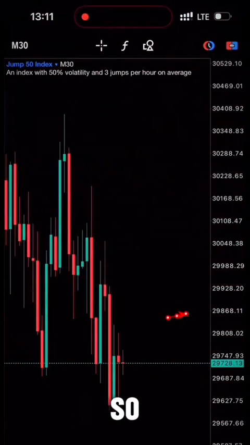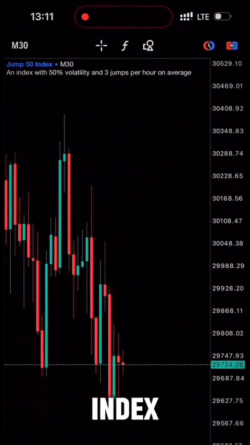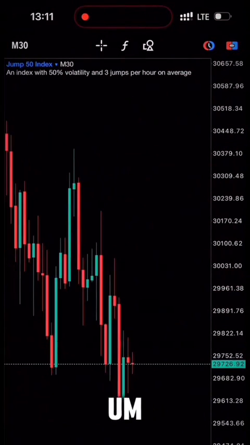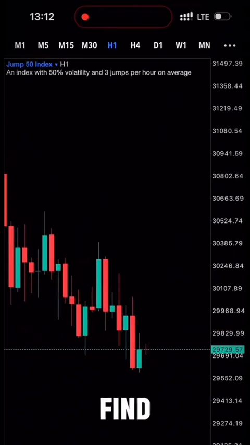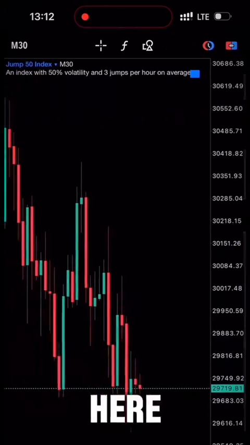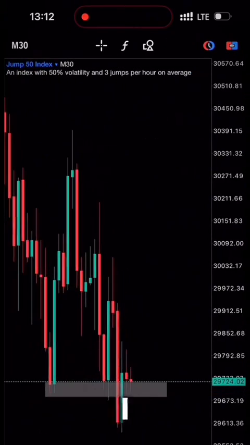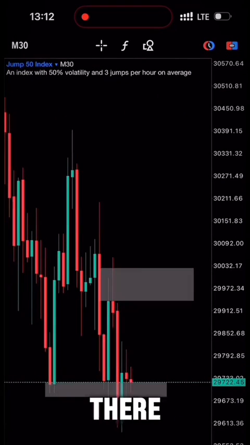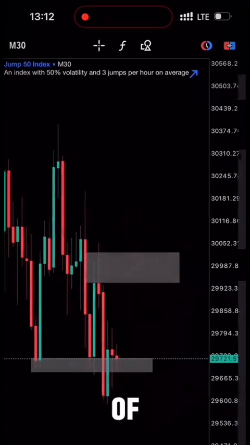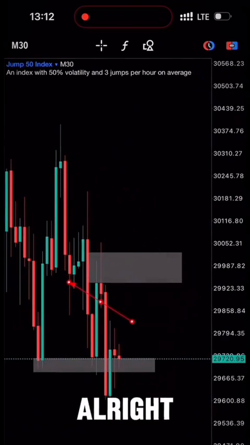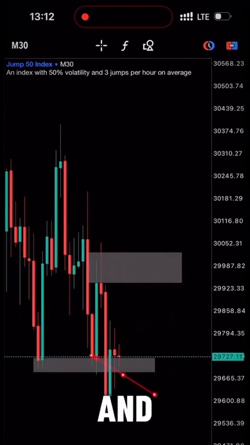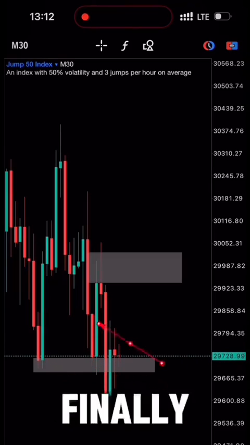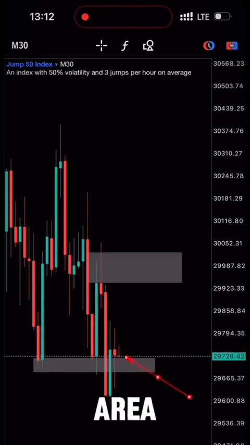All right, so we spot something on Jump 50 Index here on the 30 minutes time frame, because I failed to find one on the other time frames, so we're just going to be using what we can find, and then we'll just be scalping. All right, so on 30 minutes here, the first thing I did was to spot the market structure. There is a lower low here, and then there is a higher low over there, so it's an area of confluence where I put the shadow zone area. The price is coming down, making a higher low, then a lower low, then another higher low, and then finally breaks the market structure on the second shadow zone area to make a lower low.